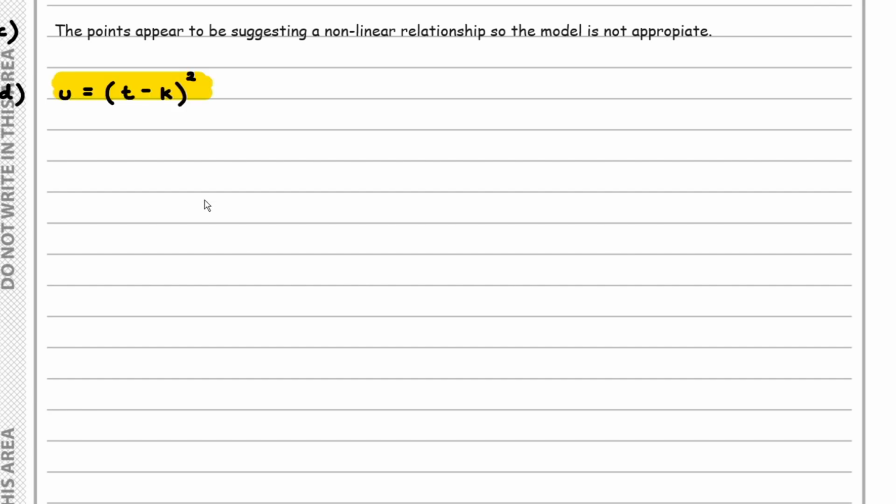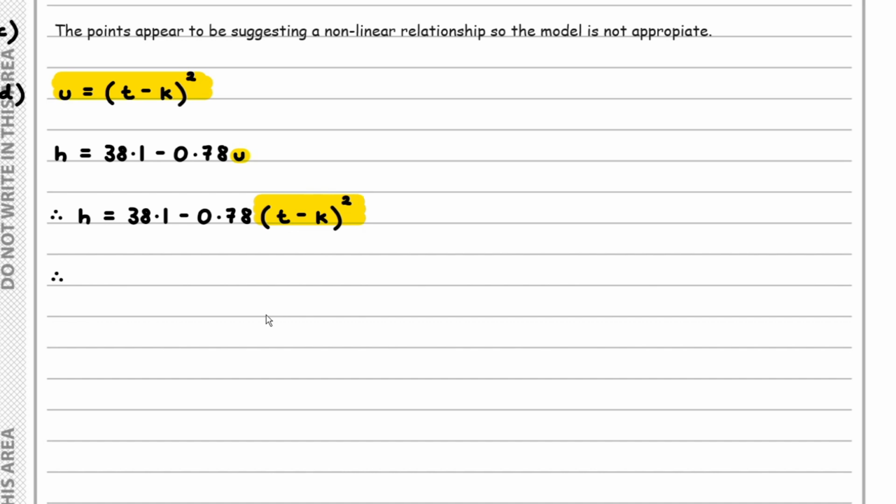So we need to use k equals 3.5. Now, we've got u equals (t subtract k) all squared, and we know that h is equal to 38.1 subtract 0.78u. And if we replace the u with (t subtract k) all squared, h will equal 38.1 subtract 0.78 multiplied by (t subtract k) squared. And using k equaling 3.5, we can therefore conclude h equals 38.1 subtract 0.78 multiplied by (t subtract 3.5) squared.